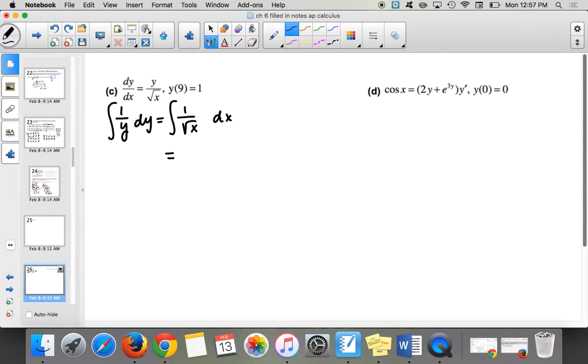Okay. So now this is x to the negative 1/2 that I'm integrating. And 1 over y, you can leave it like that because do you guys remember what the integral of 1 over y is? Natural log of the absolute value of y, yep. And then this is going to be x to the 1/2 with a 2 out front, and then plus c.